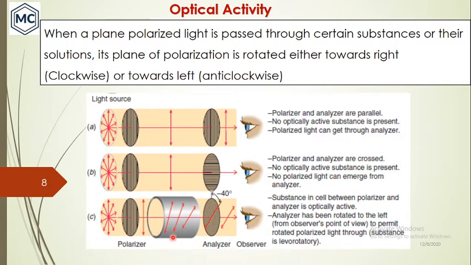In the next figure, you have a sample containing a chiral compound in between the polarizer and analyzer. What happens? You see that the plane of polarization will be slightly shifted either towards the right or left. Viewing from here, in this particular case, it is shifted towards the left from the observer's point of view. To get the light permitted, you have to rotate this analyzer towards the left.